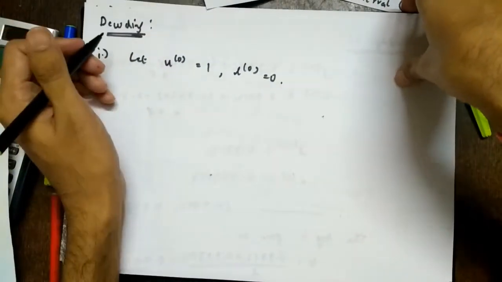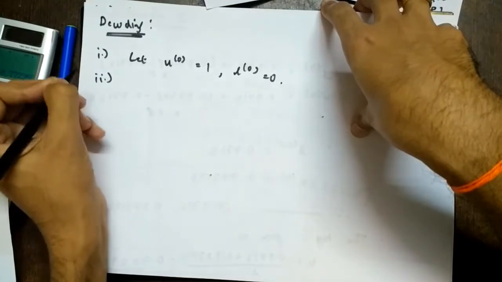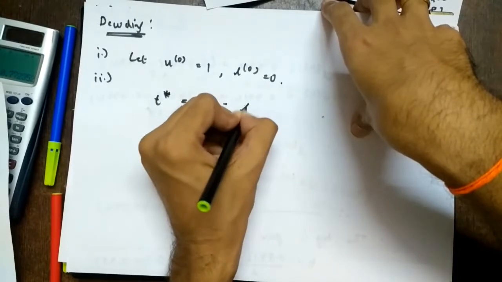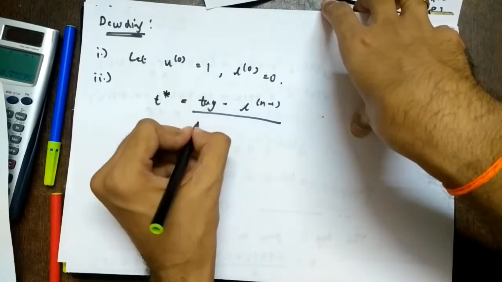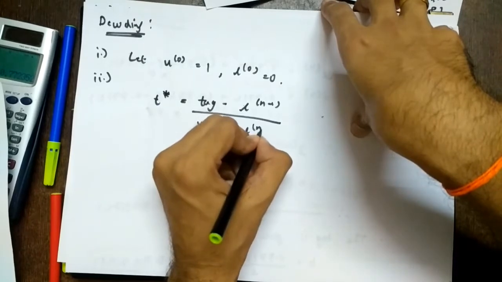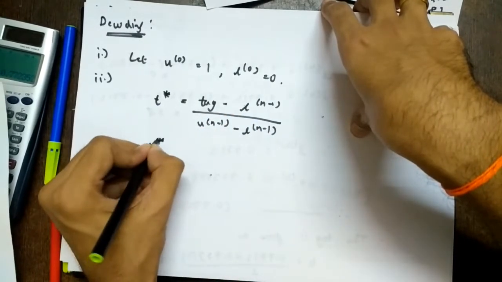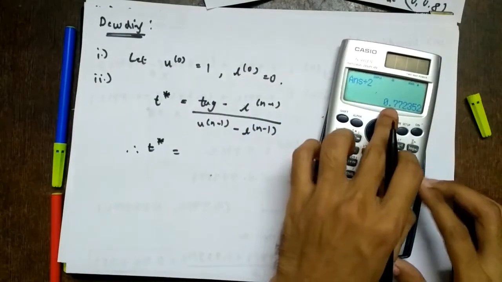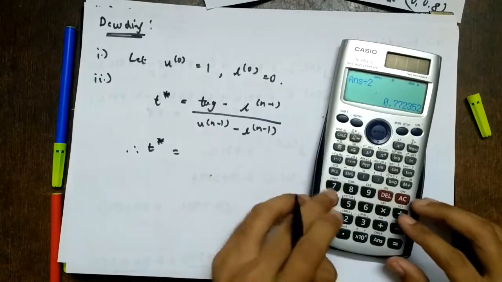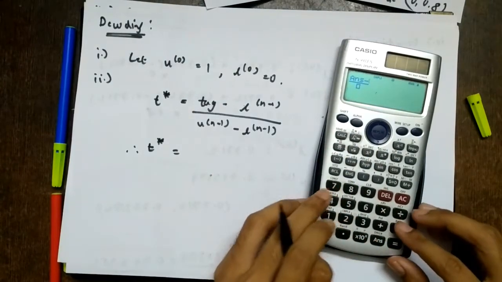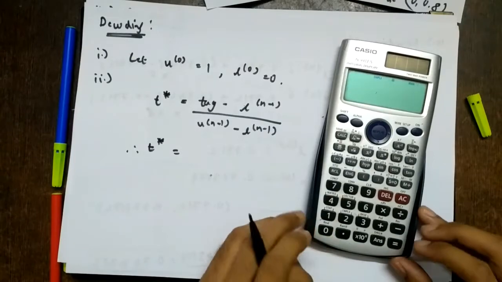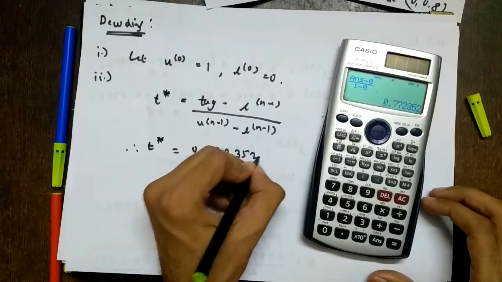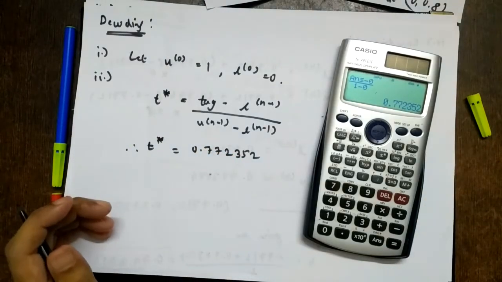Next, we determine T star. So T star equal to, what is the formula? We have already seen: tag minus L of n minus 1 upon U of n minus 1 minus L of n minus 1. So therefore T star equal to, you have to substitute. Tag we already know, it is 0.772352. So answer minus 0 upon 1 minus 0. So we get the same answer, 0.772352. Fine.